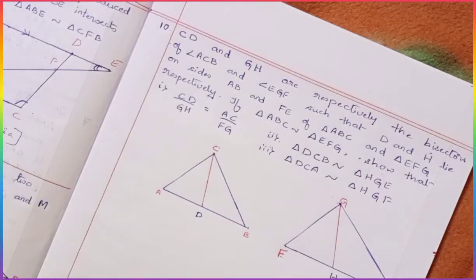Raghavendra Mysore. Today we are solving problem number 10 from the unit of triangles of class 10. The question is taken from exercise 6.3 in the CBSE textbook and it is taken from exercise 2.3 in the Karnataka state textbook. The question is like this.